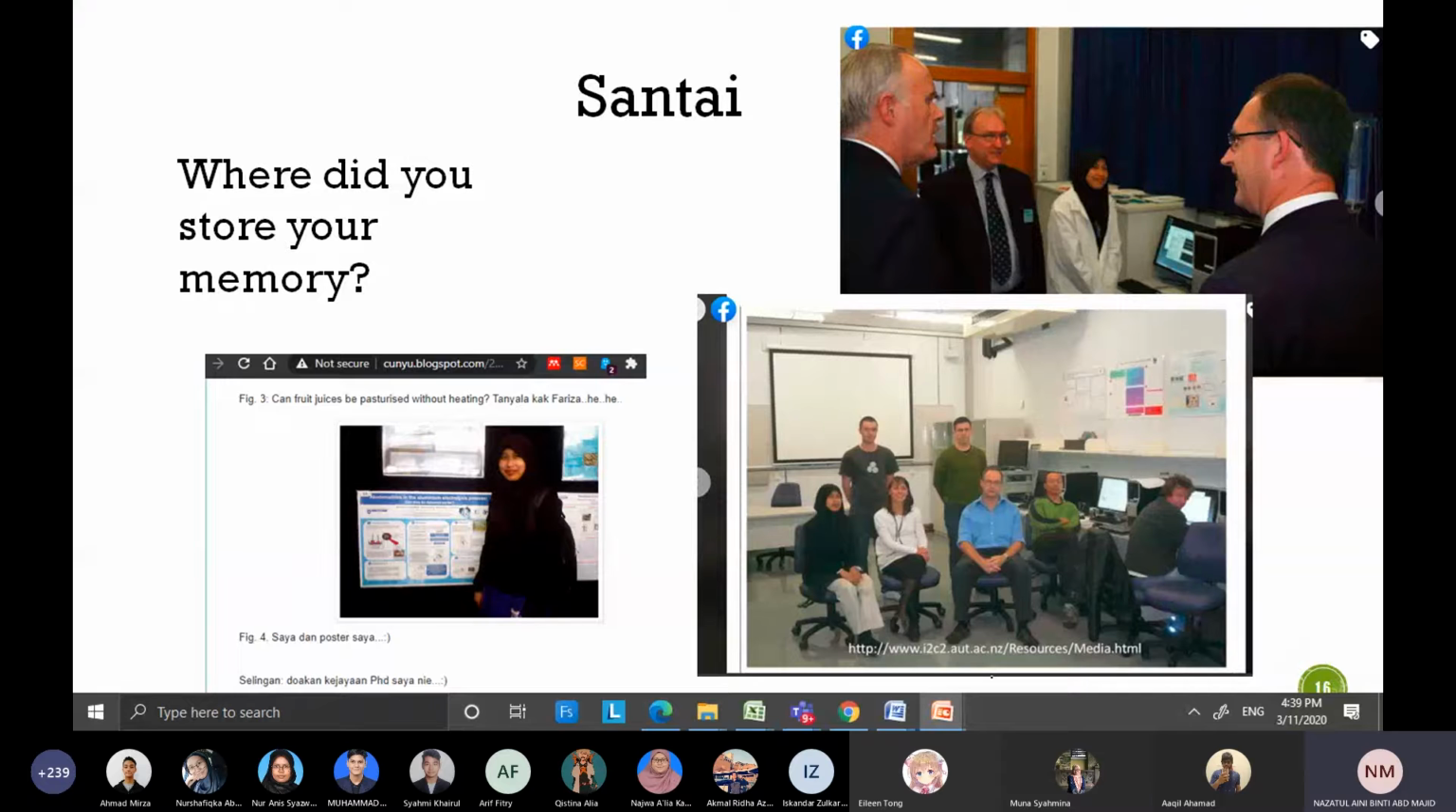Especially if you have a big project, please do backup. The simple way is to email yourself the file using your Gmail. This is the simplest way for you to do backup. Like me, I don't always remember all things. That's why I made a blog here. This is my blog, it's not active anymore. I made a blog to store my memory when I did my PhD in Auckland, New Zealand. Okay, so this is how I store my memory. Can you see this person here?